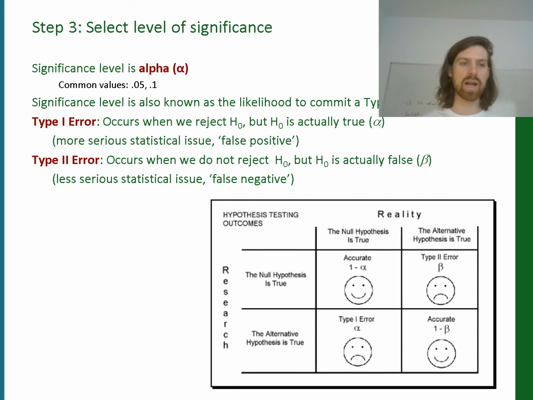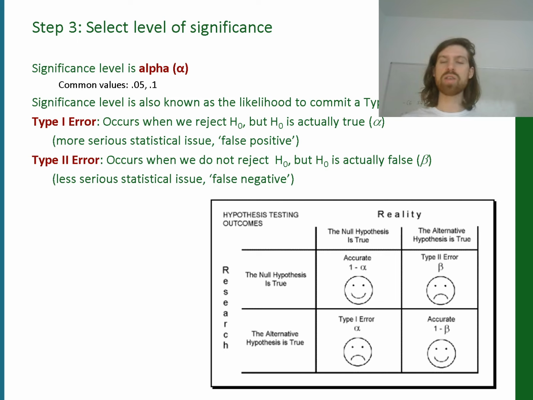completing your assignment correctly. So the significance level is also known as the likelihood to commit a type 1 error. I'm afraid there's no beating around the bush here. You're just going to have to learn what a type 1 error and a type 2 error is. So a type 1, and you may well be asked this in the tests, the midterm and the final exam, occurs when we basically reject the null hypothesis, but the null hypothesis is actually true. So essentially, this is a false positive. This is us seeing an effect when there isn't really an effect, okay?